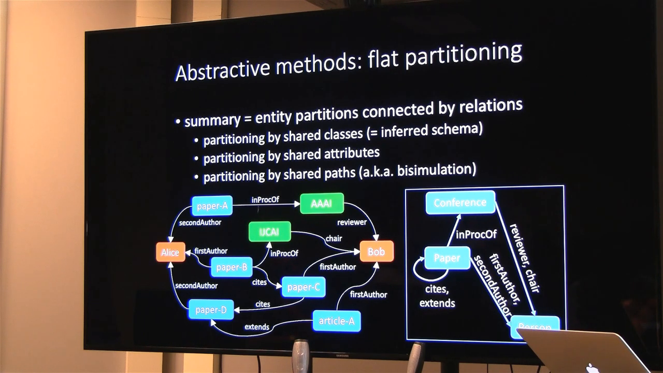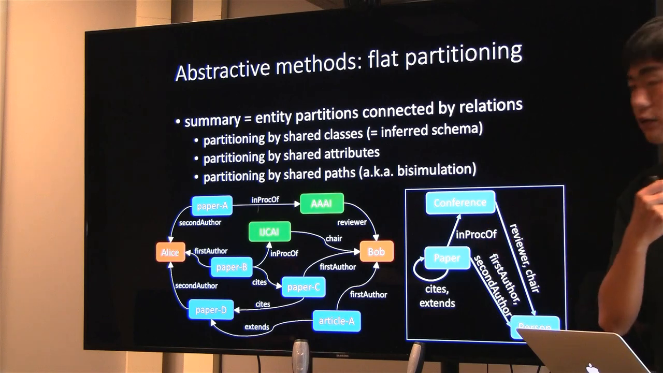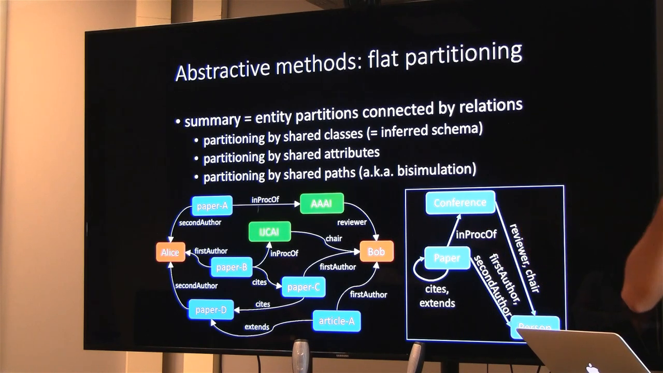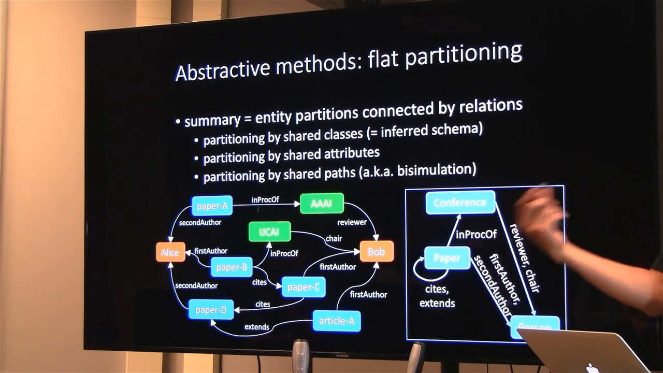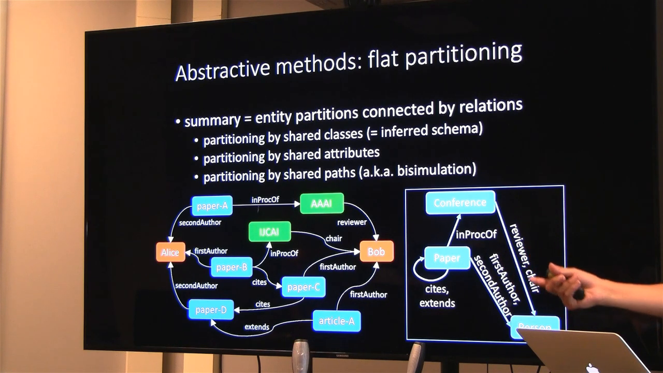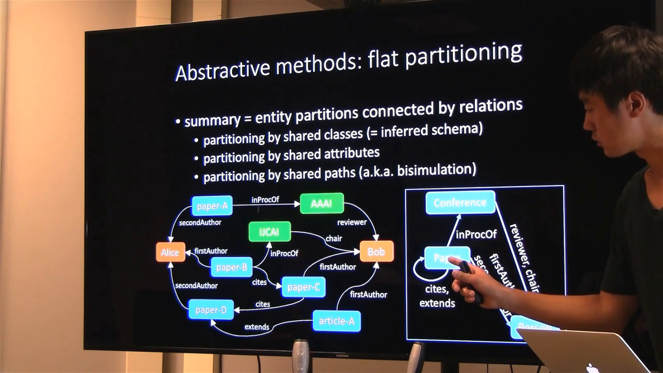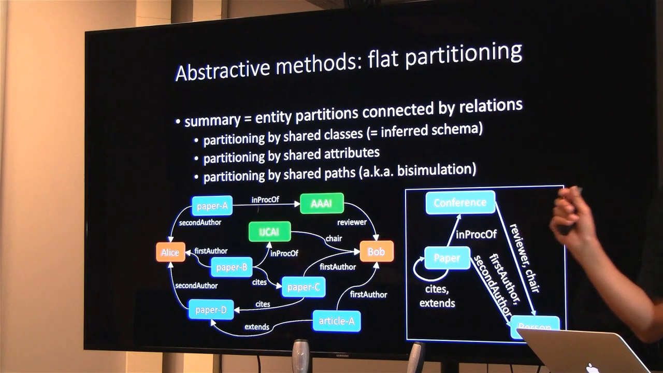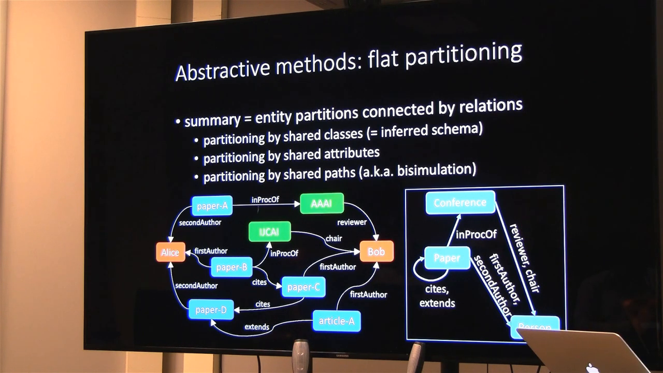That's an inferred schema. So more generally, we can use different metrics to partition entities. We can partition entities based on their common attributes or their common paths in the graphs. There are various ways of partitioning entities. We don't necessarily need to use their classes. We can partition entities according to different equivalence relations. So that's what we call flat partitioning.